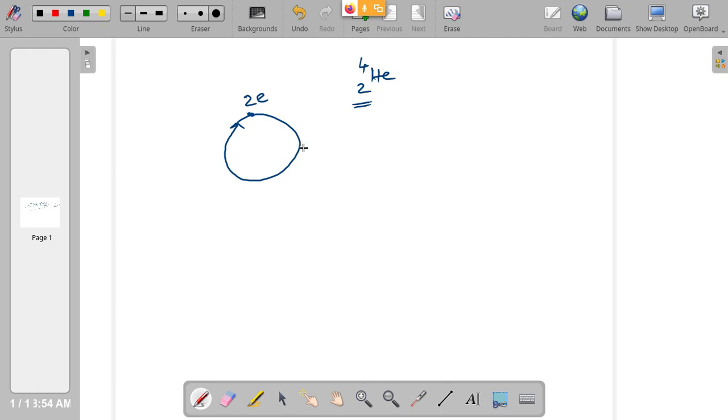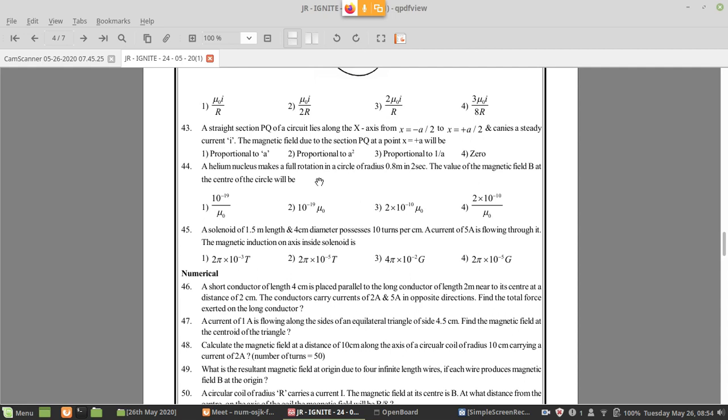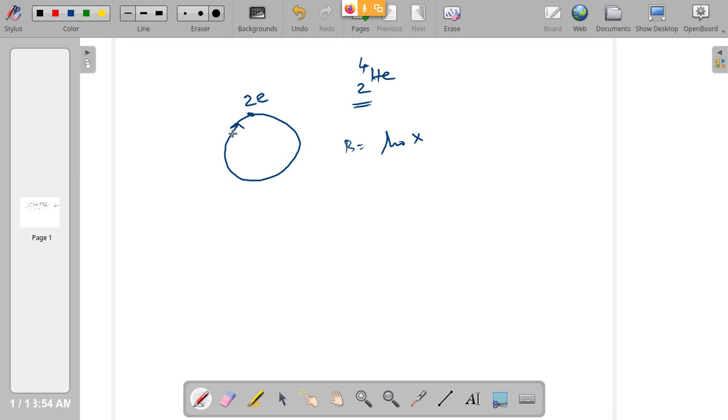Now current is due to this. Now only we saw the formula to be used for this. What is the formula to be used? B is equal to mu naught I. I is how much? I is 2e into number of revolutions. Number of revolutions here is given in the question as 0.8 meter radius, one circle in 2 seconds. One circle in 2 seconds. That means one rotation takes 2 seconds. We have to write number of revolutions per second. Per second it is a half rotation. So here we have to put n is 0.5.